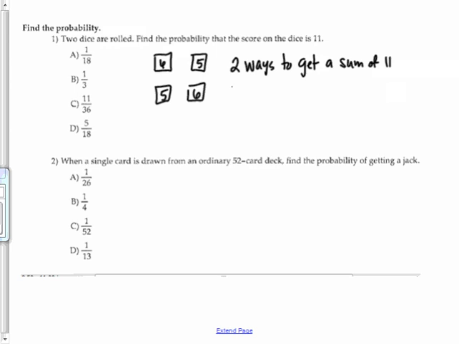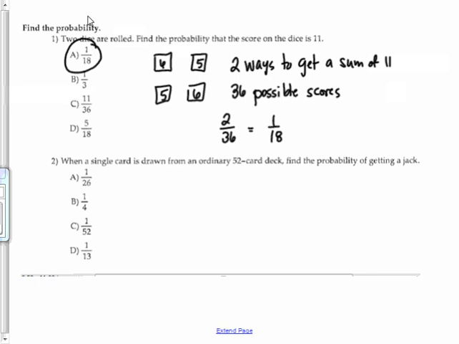Okay, you have 36 possible scores, because 6 times 6 is 36. So the ways to get 11, you've got 2 out of 36, and you want to reduce that to 1 out of 18.